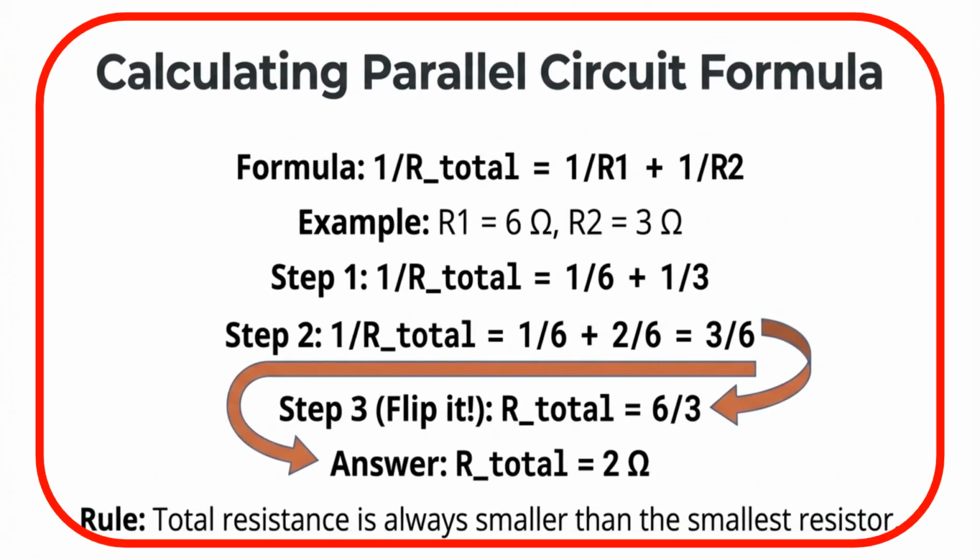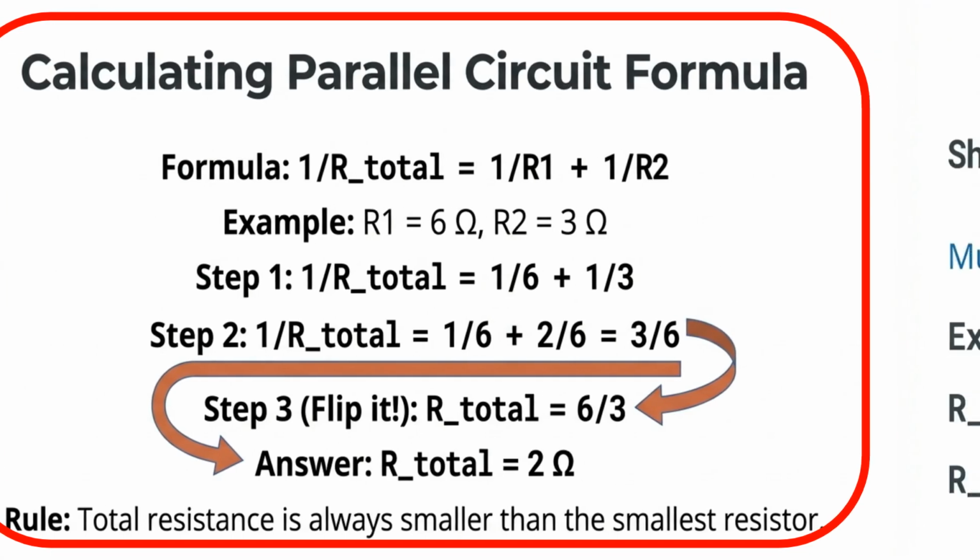To calculate total resistance in a parallel circuit, you use the reciprocal formula. 1 over R total equals 1 over R1 plus 1 over R2. You must remember to flip the final fraction to get R total. The total resistance will always be smaller than the smallest resistor.